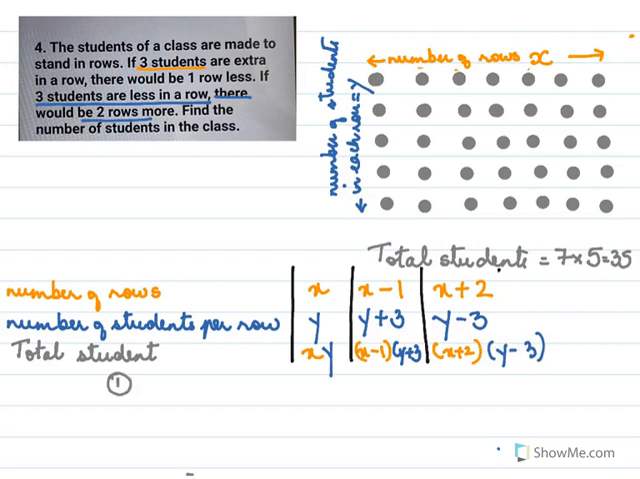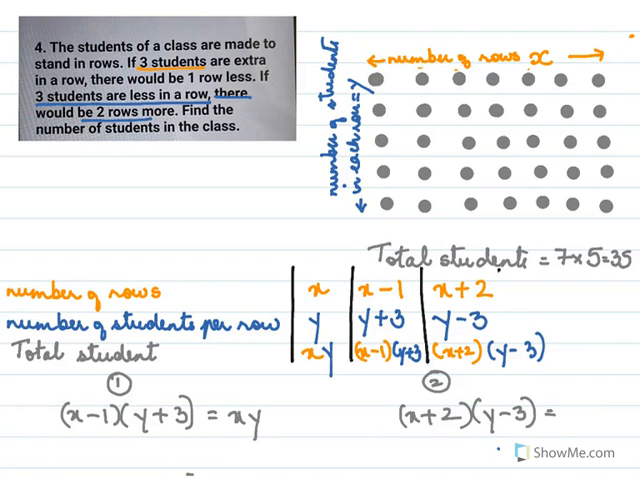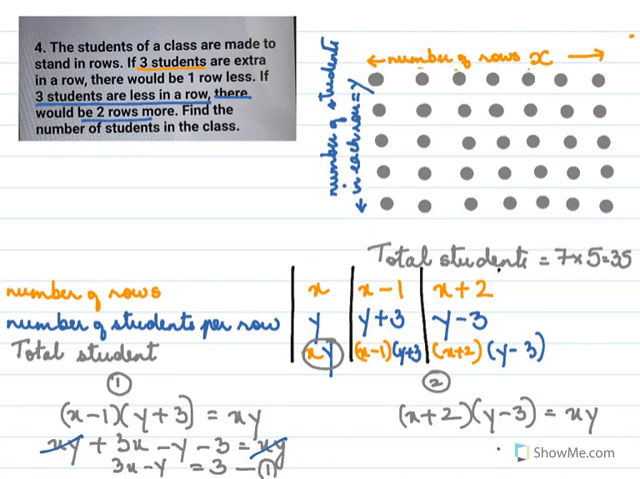So in the first case, the number of students will be x minus 1 into y plus 3, which is equal to xy, the total students. And in the second case, the number of students will be x plus 2 into y minus 3, which is equal to xy, the total students. So we open the bracket here, so we get xy plus 3x minus y minus 3 equal to xy. And I cancel xy on either side, and here I will get 3x minus y equal to 3. That's my equation 1.